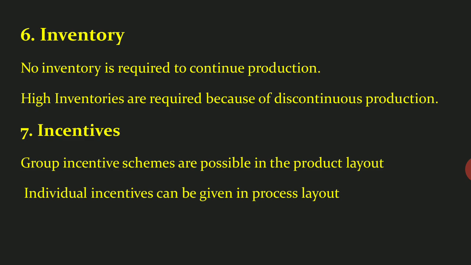Now talk about the incentives. When we are talking about the incentives, or maybe the interest being paid to the employees, in the product layout we can have group incentive schemes, which is possible. That means a group of people are working on the same kind of work, or maybe at different machines, then all the people may be provided with the group incentive. Yes, in the process layout individual incentives can be provided, because in a particular function, if one person is working very well or taking up a good deal of work on his machine, then the individual incentive or monetary motivation can be provided to him, which encourages the other ones also.